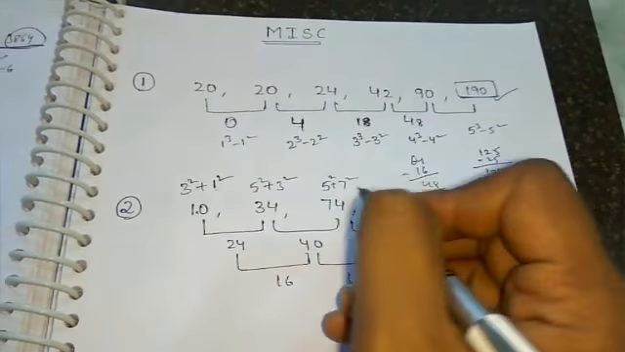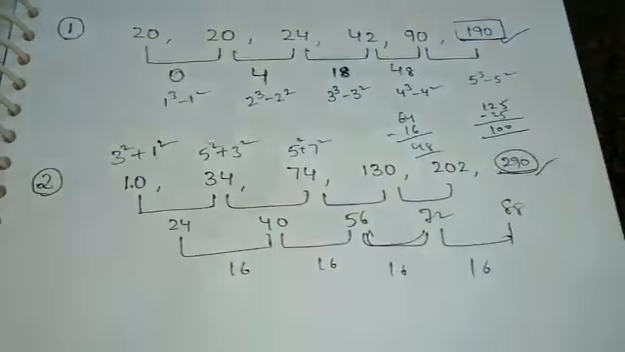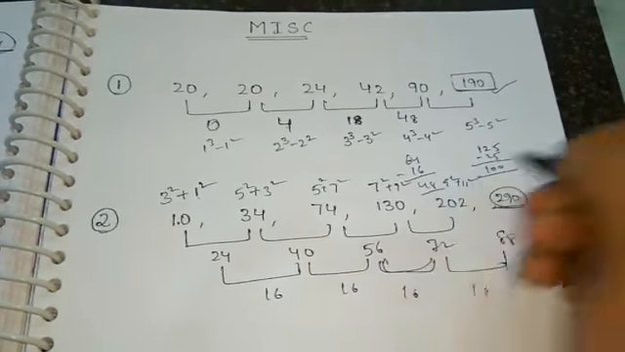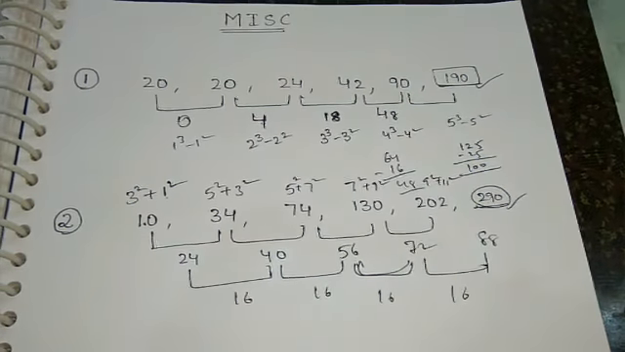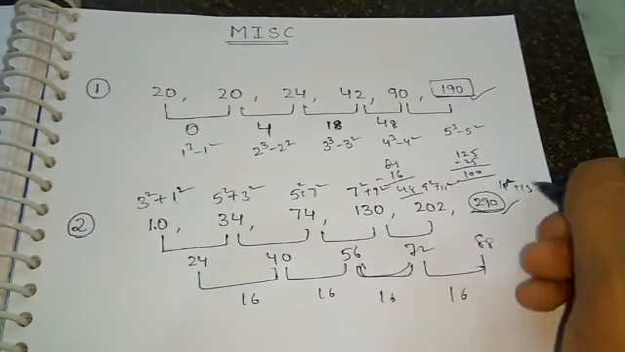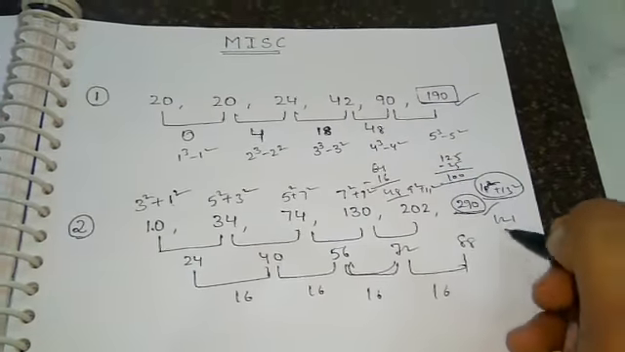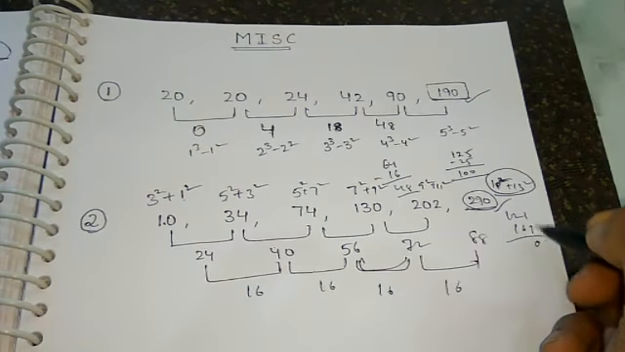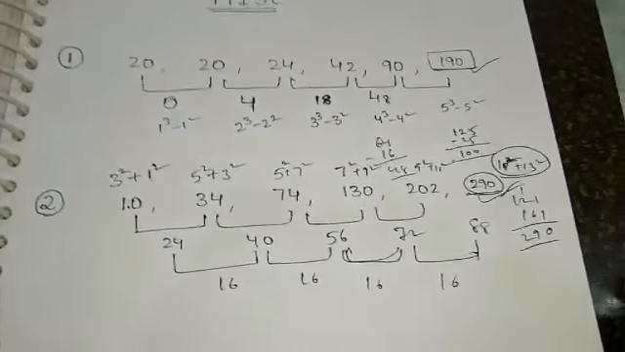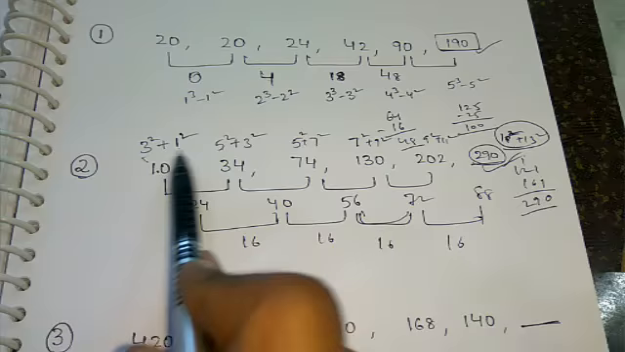See 5 square plus 7 square. See whether it is right or wrong. 5 square 25 plus 7 square 49. Yes. So next one will be 7 square plus 9 square, then 9 square plus 11 square, and finally 11 square plus 13 square. So 11 square is 121, 13 square is 169. So 290 is the answer. So these are the miscellaneous questions. They can be asked in this manner also.